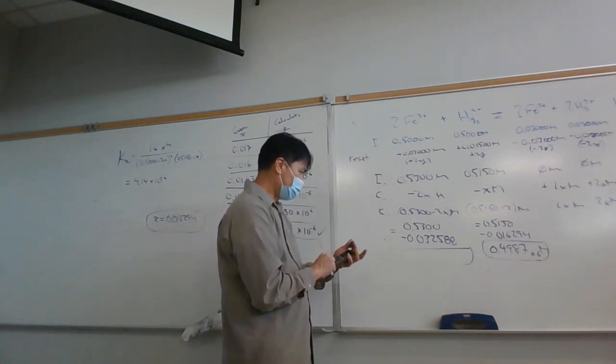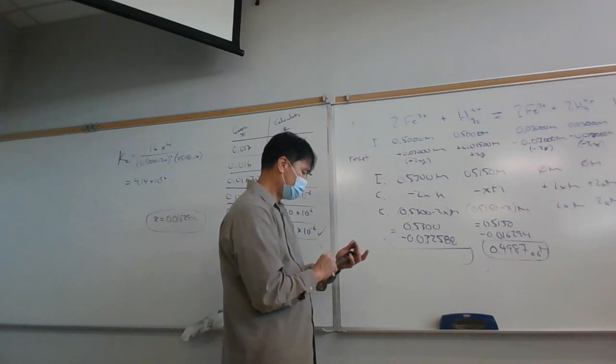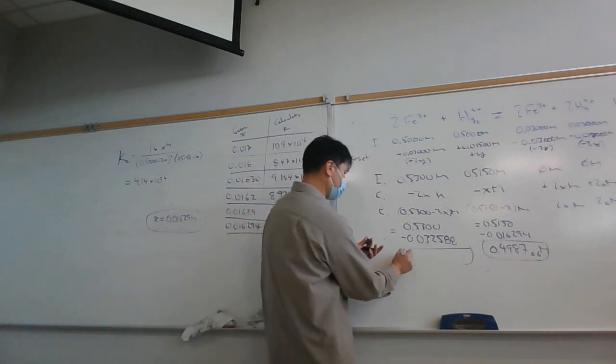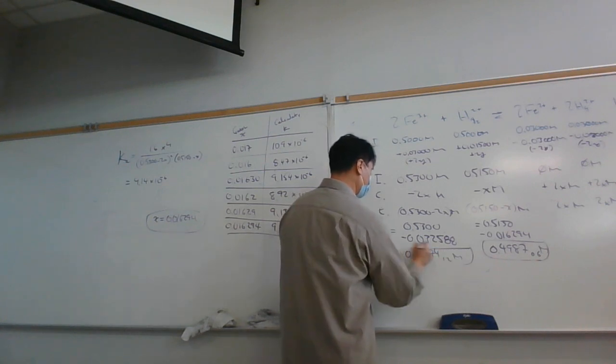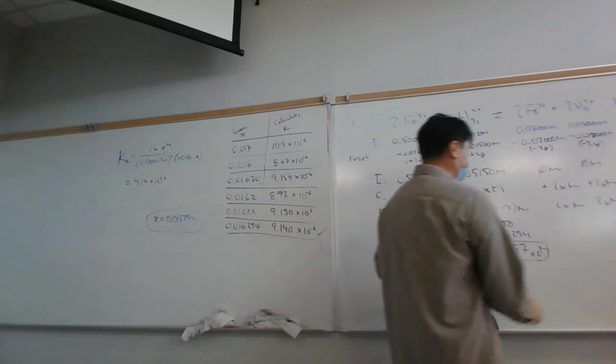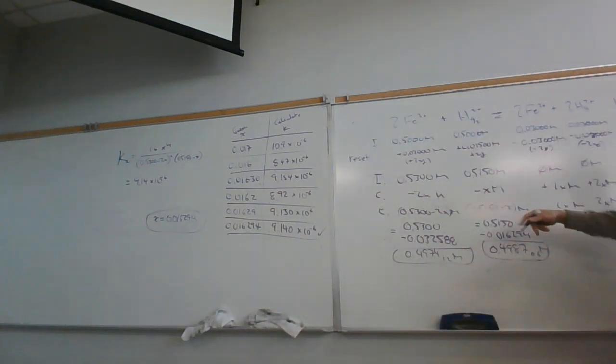Okay. Going back to this one, it's 0.53 minus 0.032588, which is 2x. This comes out to 0.497412. Okay. And then 2x, just calculate over there, 2x is 0.032588. And this is the same, 0.032588.